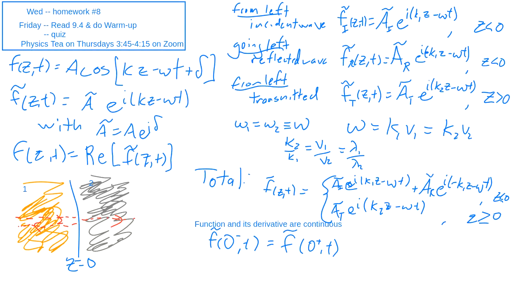And then let's write the second condition, the fact that the derivatives have to be continuous. Then we'll talk about why, right? So what does it mean for the derivatives to be continuous? That means that the partial of complex f with respect to z, if we evaluate that just to the left of z equals 0, has to be equal to the partial with respect to z, if we evaluate that just to the right. Or again, if we take the derivatives of the first part of the piecewise function and the second part of the piecewise function at z equals 0, they have to be equal to each other.